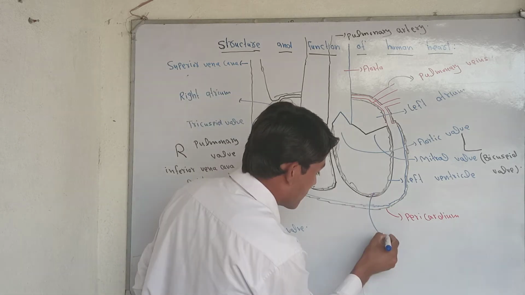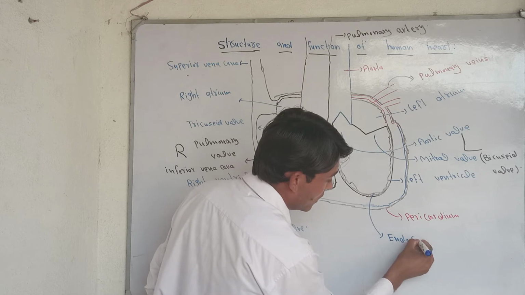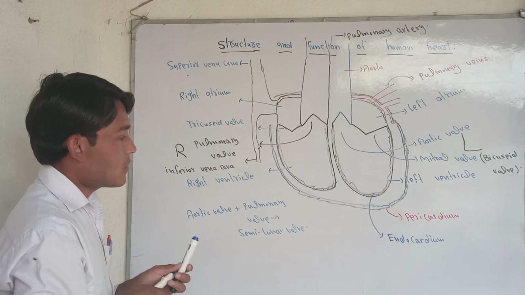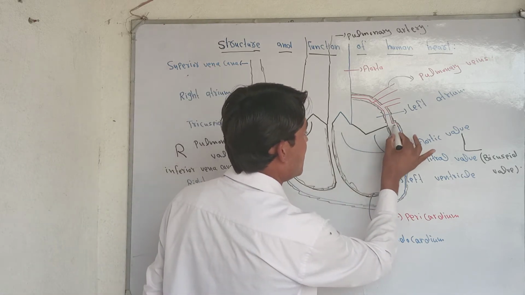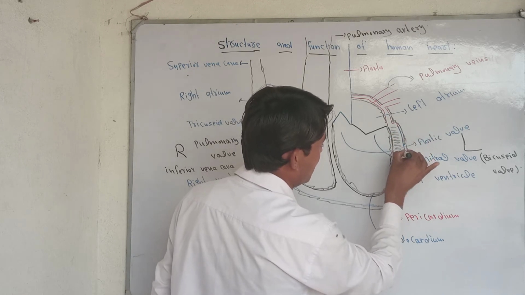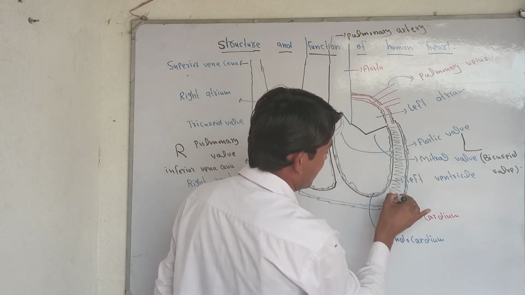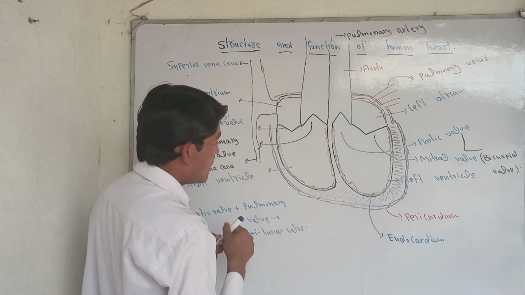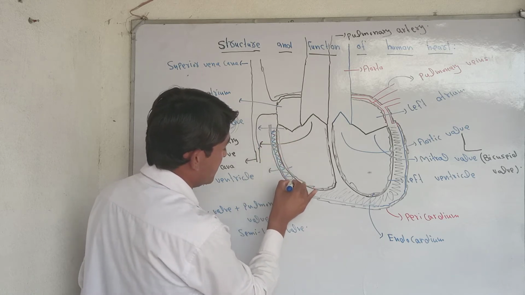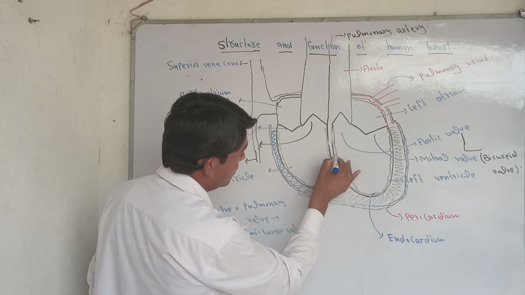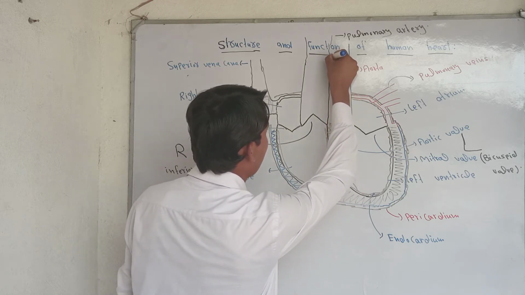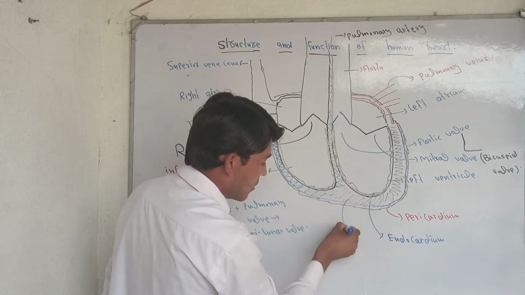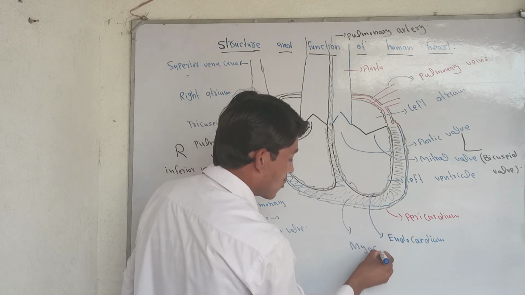This membrane is called endocardium. And here we have muscles inside, which are striated, and these muscles are called myocardium.